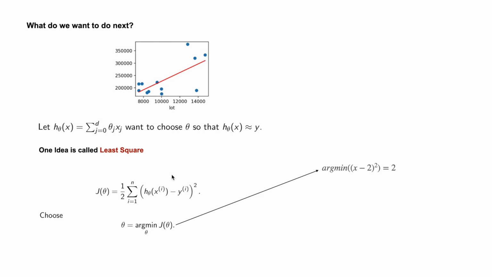So suppose your function is (x - 2)^2. Your argument minimum will be 2, because when you pass 2, the value of this function is going to be 0, which is the minimum value. So what is the argument for which your function has minimum value? Similarly here, J(theta) is our function, and what should theta be for which J(theta) will have a minimum value? That is our task.